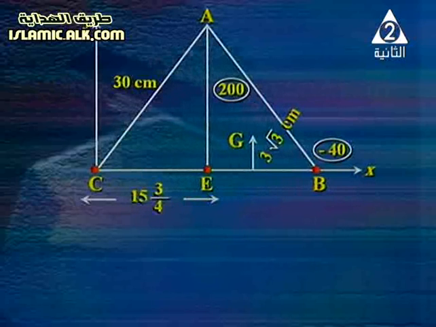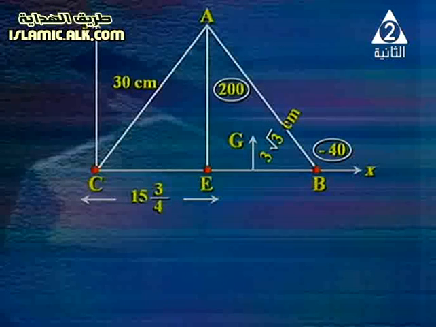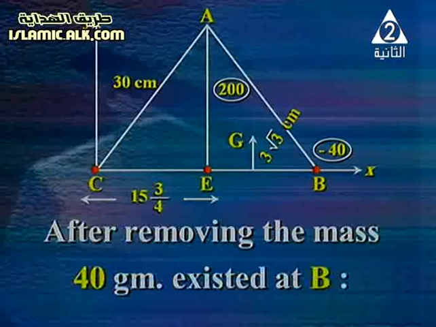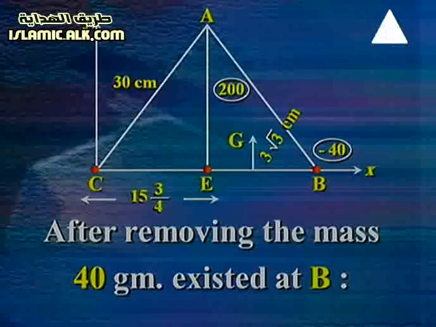Look again, if we have ABC as an equilateral triangle, look at it after removing the mass 40 gram, look at the point B. The mass is negative 40. Why? Because this is the mass of the body which is removed from the whole body. After removing the mass 40 gram existed at point B.